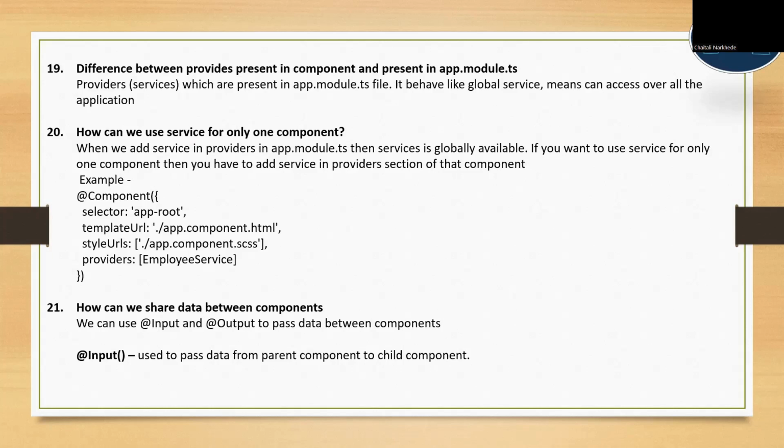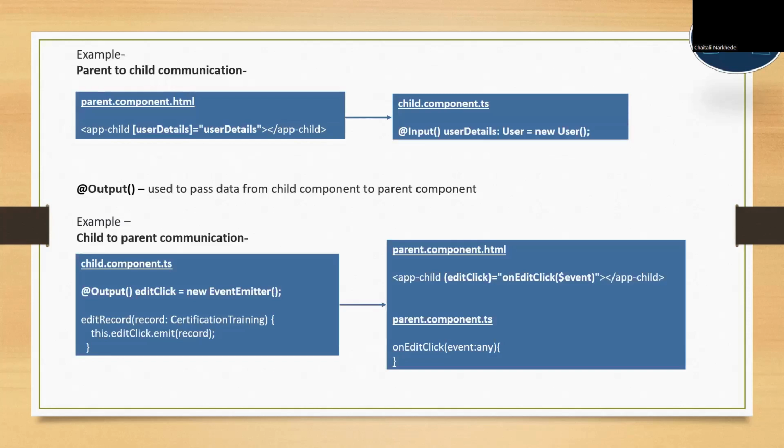Next question is, how can we share data between components? We use Input and Output to pass data between components. Input is used to pass data from a parent component to a child component. Let's take an example. Suppose you want to pass data from the parent component to the child component, then you have to specify it in the child selector, like userDetails equal to userDetails. This userDetails is present in your parent component.html. It contains data and we are passing it to the child component.